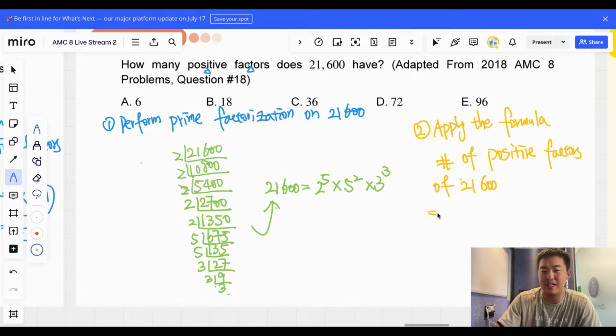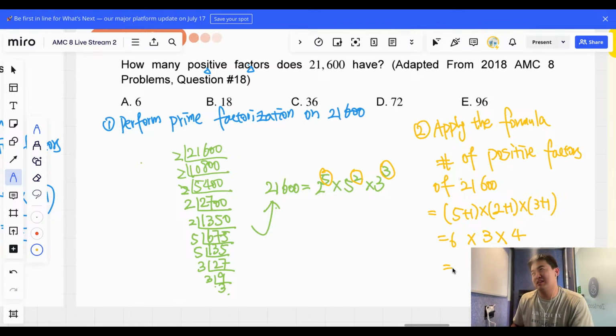21,600 is just equal to what? First, identify all the exponents, okay? So all the exponents are supposed to be plus 1, then find their product by doing the multiplication. So the exponents are 5, 2, and 3. So add 1 to each of them. We will get 6, comes from 5 plus 1, times 3 comes from 2 plus 1, and times 4 from 3 plus 1. Good. So that's basically 18 times 4. So that will give you a product of 72. So where is 72? It's option D. Okay, good. For now, I think we should be very proficient with the formula, and I do not need to explain this once again, right?